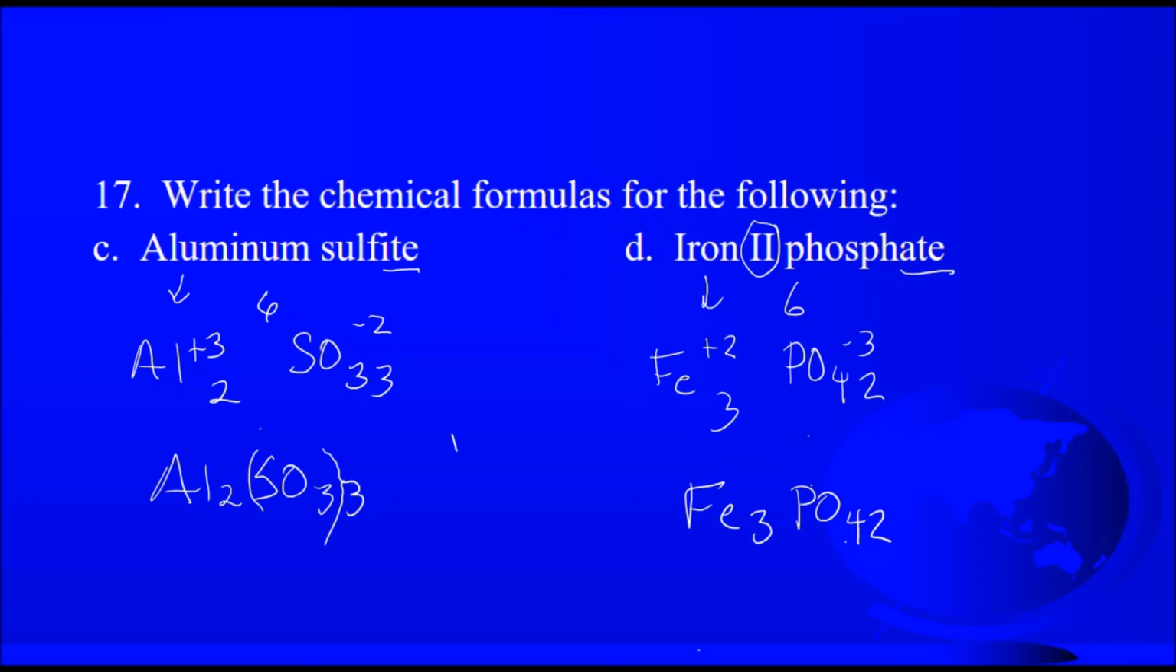Is that the right answer? What's wrong? PO4. Not around the PO. Then you would be saying that you have 42 POs. No, you're not saying you have 42 POs. You're saying you have two PO4s. Two PO4s. All right.